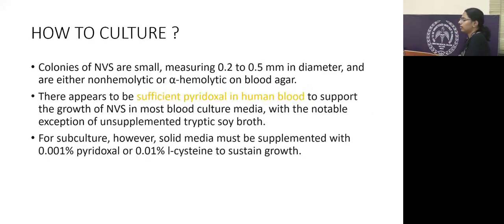Why is it culture negative? It needs a special nutrient called pyridoxal, which is mostly available in human blood. Otherwise, in the subculture, we can supplement with 0.001% pyridoxal and 0.01% L-cysteine for sustained growth. In our microbiology, initially they reported gram-positive cocci. When we called and asked what the organism was, they said they saw the organism in the smear but were unable to cultivate it.